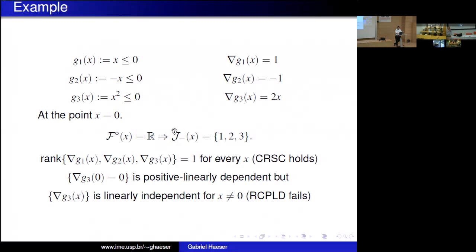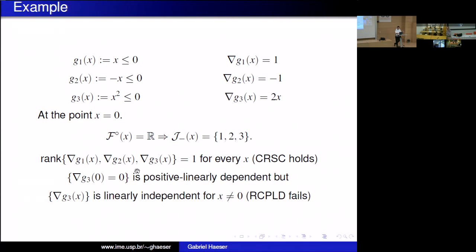So the set of indexes of inequality constraints such that minus the gradient belongs to the cone is everybody. Every constraint, minus the gradient, belongs to the cone. So if I look at the rank of this set of vectors, there are no equality constraints, so I look at every inequality constraint belonging to this set. This has full rank 1, for every x, in particular in the neighborhood of 0. So the constant rank of the subspace component holds, but the relaxed CPLD fails.